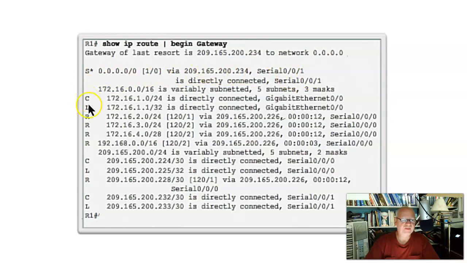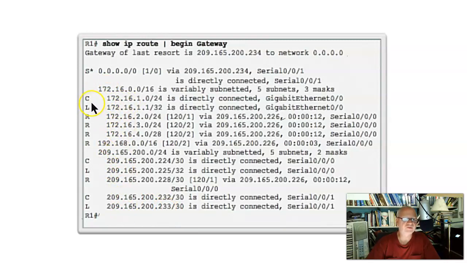The C and the L both stand in this case for directly connected. This is the second way that a router can know what's in the routing table. It actually populates the routing table based on the networks that are directly connected to that router. Now in this particular router, it looks like I've got one interface here at 172.16.1.1, an interface here 209.165.200.225, and an interface here 209.165.200.233. So I've got at least 3 interfaces on this router.